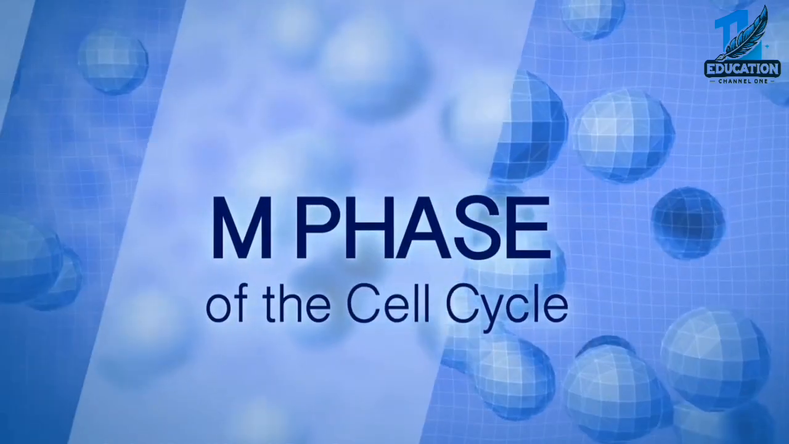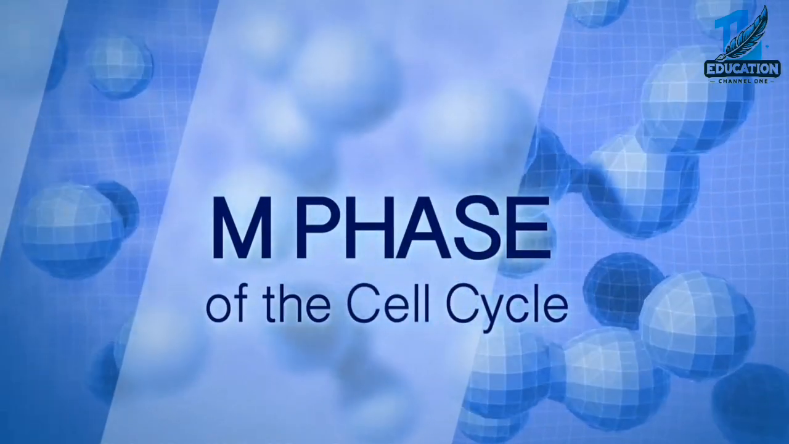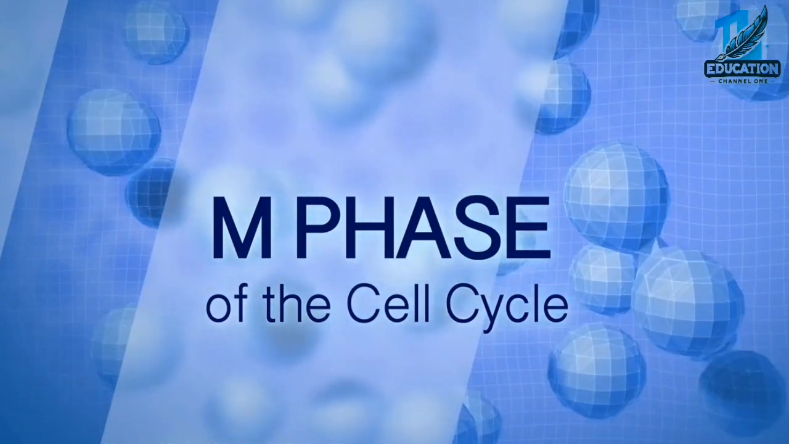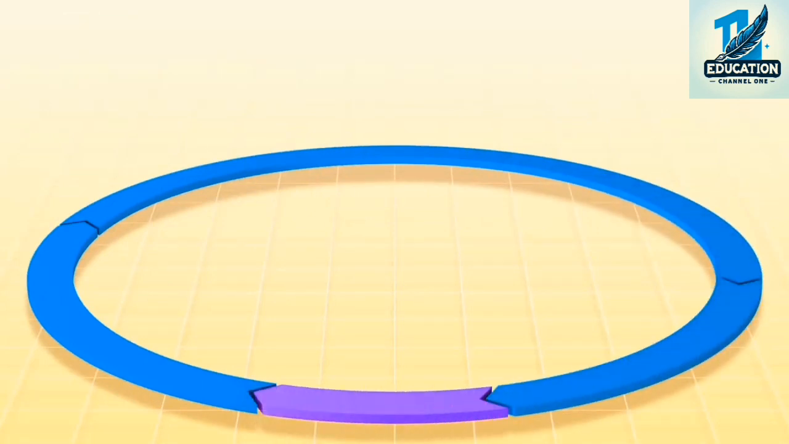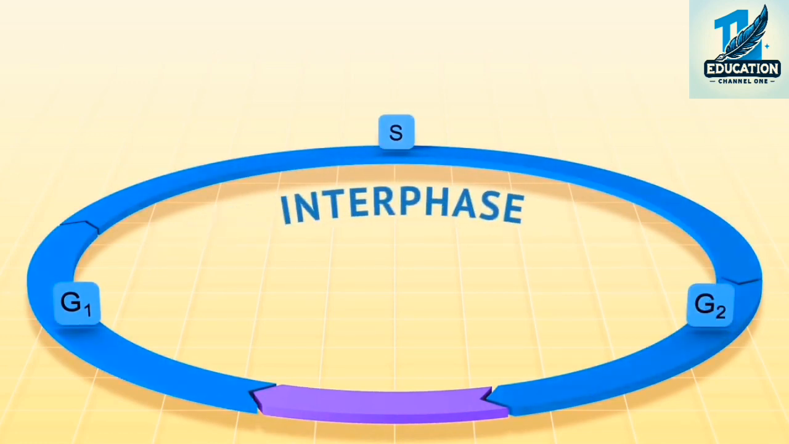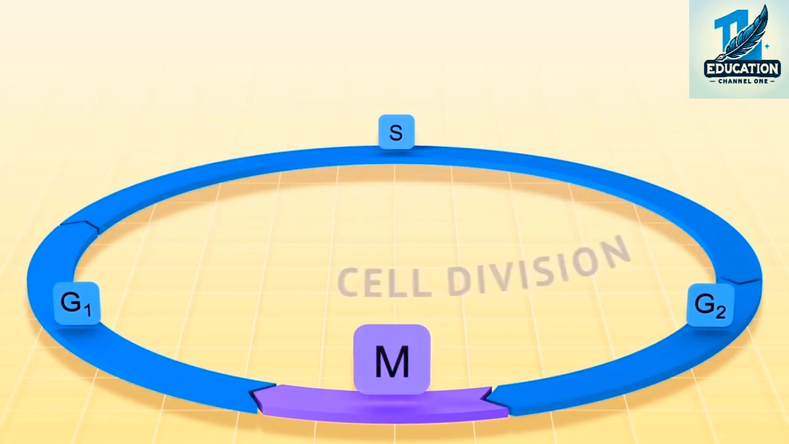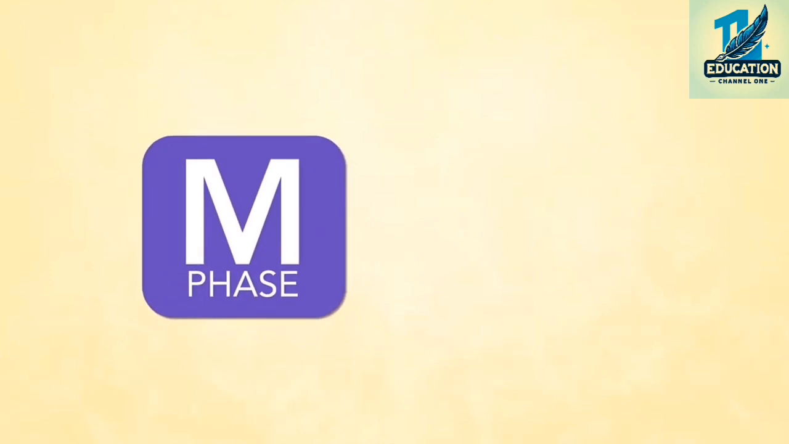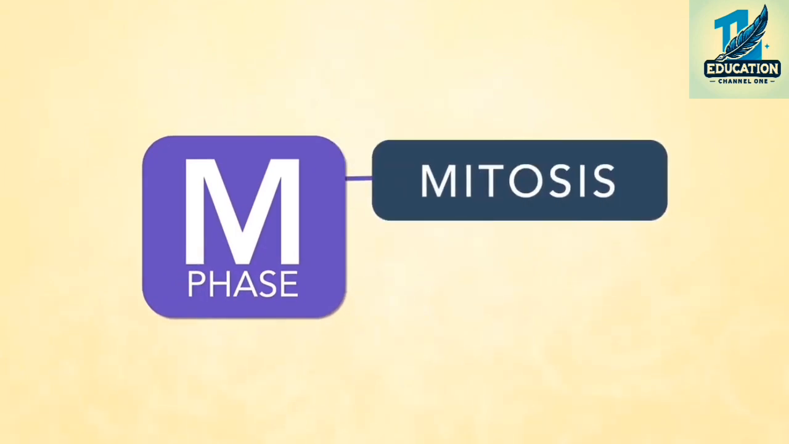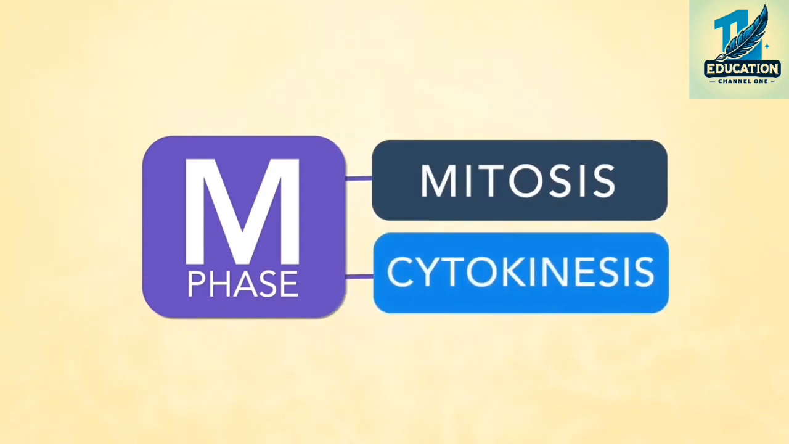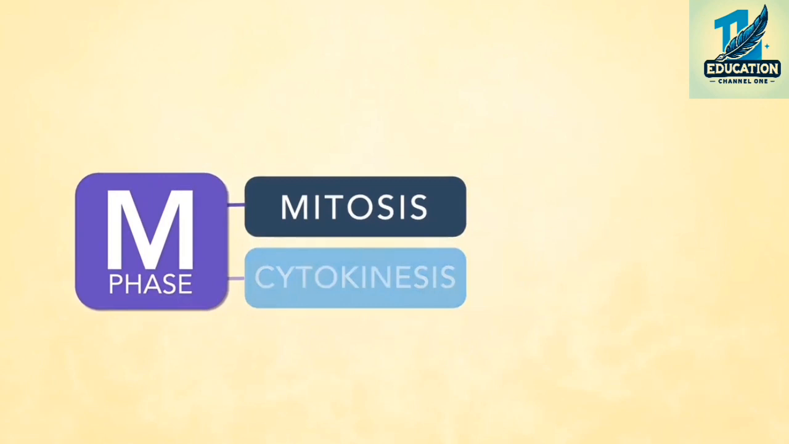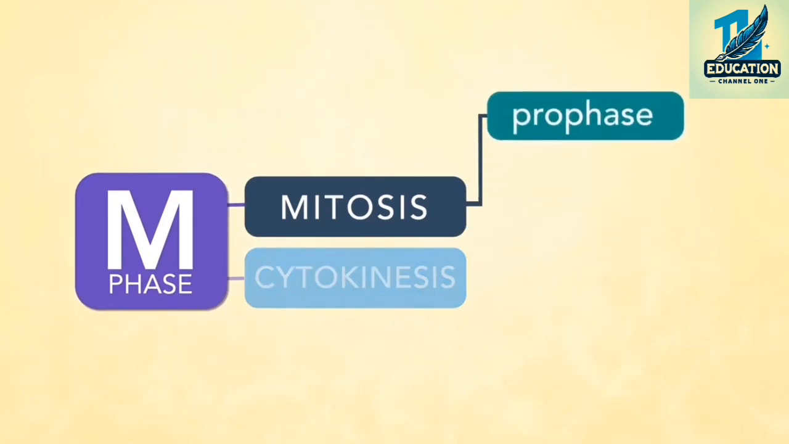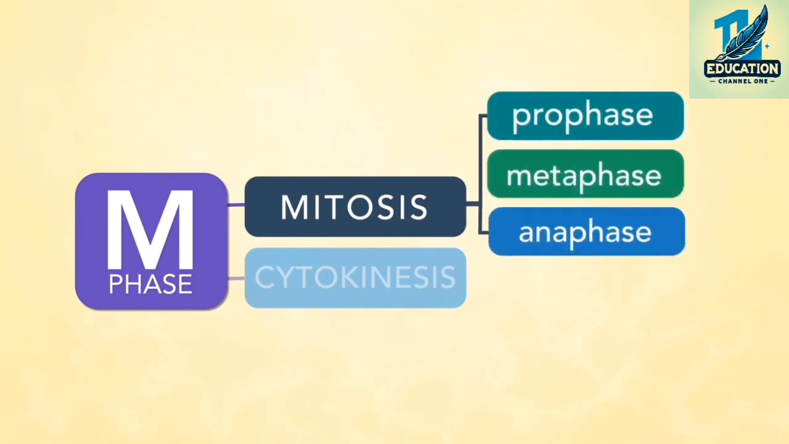In this lesson, we'll be exploring the M phase of the cell cycle, including mitosis and cytokinesis. Let's do a quick review of the cell cycle to see where they fit in. The G1, S, and G2 phases make up interphase, and the M phase represents cell division. Cell division includes division of the nucleus, called mitosis, and division of the cytoplasm, called cytokinesis. Mitosis is further broken down into 4 phases: prophase, metaphase, anaphase, and telophase.